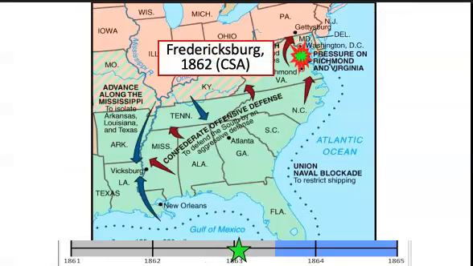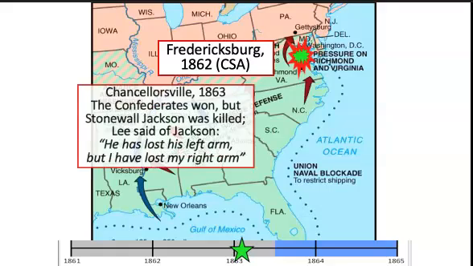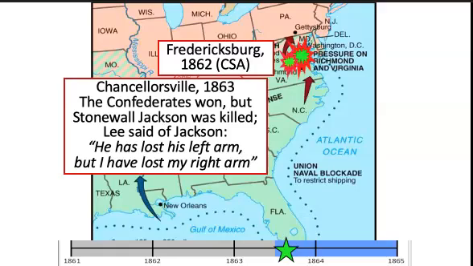Now, 1862 will come to a close with the Battle of Fredericksburg, which is a major Confederate victory just to the south of Washington, D.C. They'll then follow that up with another victory in the east at Chancellorsville in 1863, another mostly Confederate victory. However, although the Confederates win, Stonewall Jackson is killed during the battle. And this is a major blow to the Confederacy.